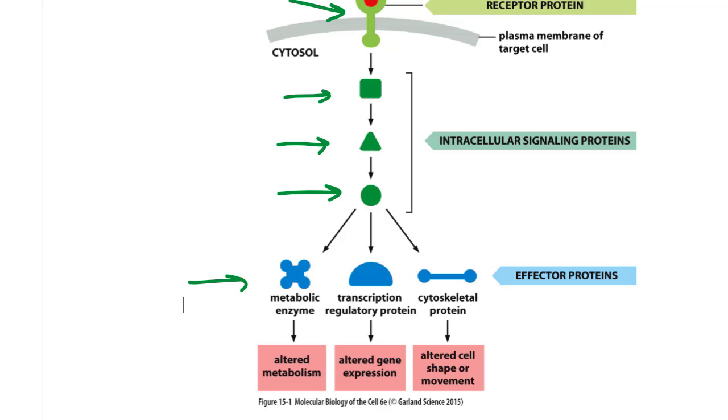We've already seen an example of altered shape or movement when acetylcholine binds to the acetylcholine receptors on a myocyte. That leads to calcium being released in the cytosol, and that leads to muscle contraction, which is because cytoskeleton proteins are going to change their shape.